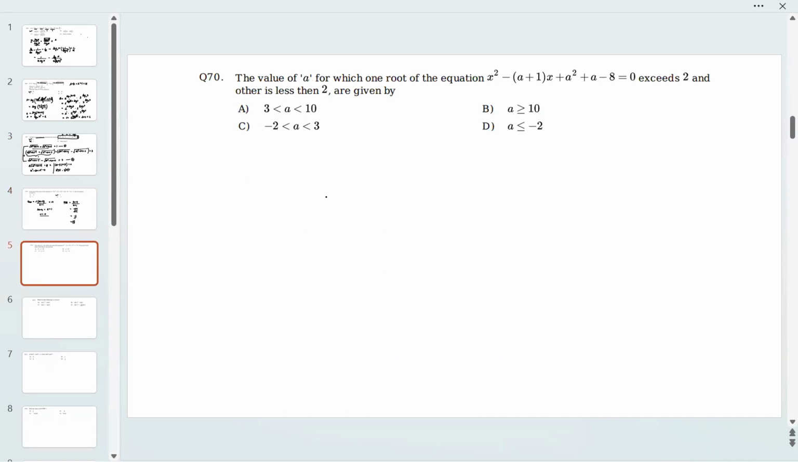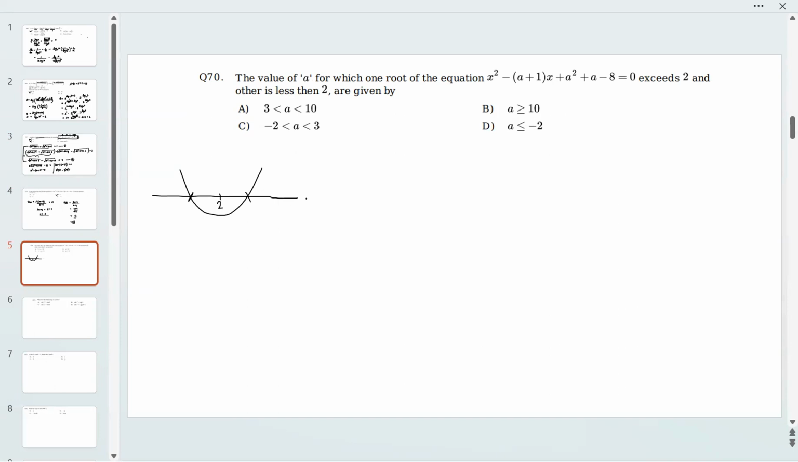Find a very good question. This is a very good question based on location of roots. Now please note, find the value of a for which one root of the quadratic equation exceeds 2 and the other is less than 2. So my diagram will be like this. One root exceeds 2 and the other is less than 2. Let me reframe it. If one root exceeds 2 and the other is less than 2, that means 2 is in between both the roots.